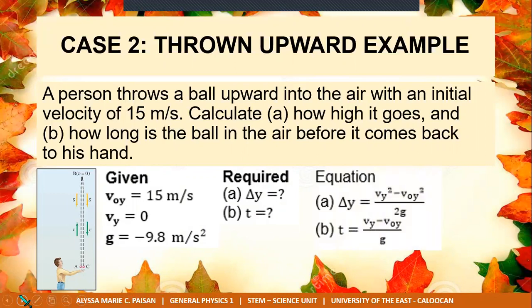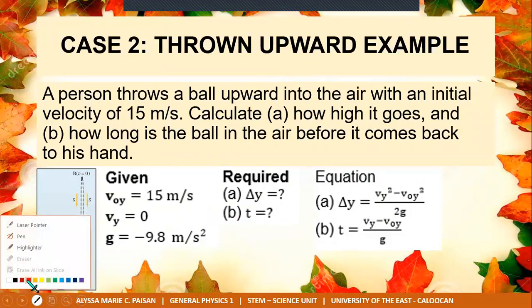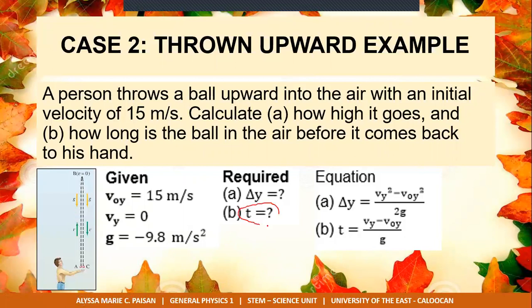So the equations we're going to use are the following. The delta y is equal to v sub y squared minus v naught y squared all over 2g. Bakit iyan? Kasi as you will notice, nawawala nga yung time. So you will not be able to solve for delta y kasi after mo pang masolve si delta y, tsaka mo lang masosolve si time.